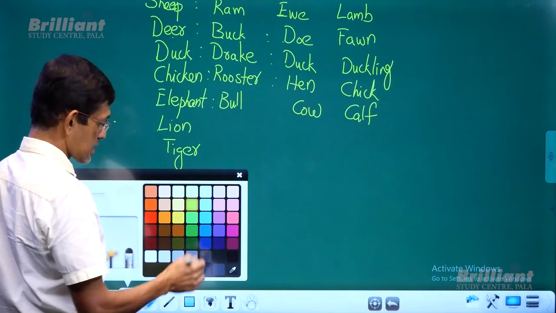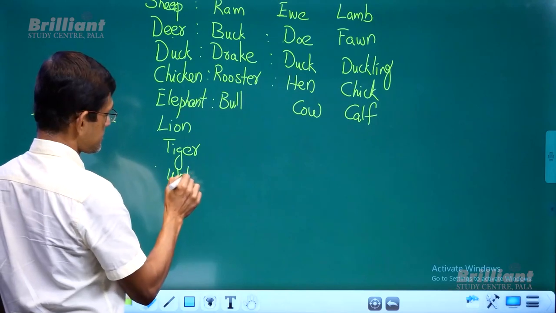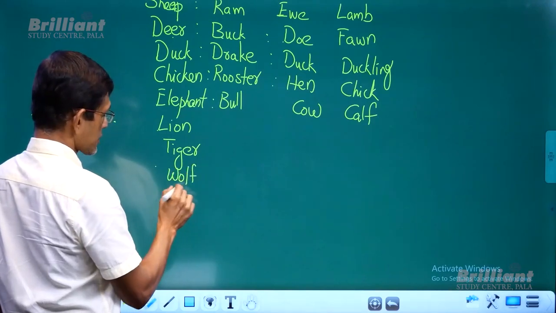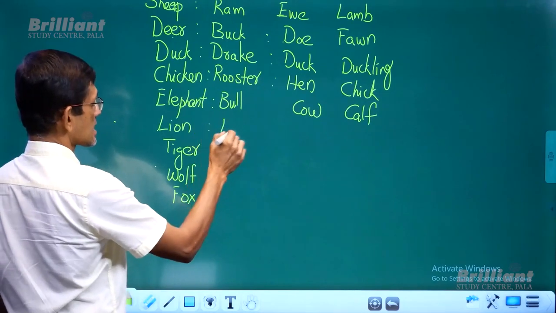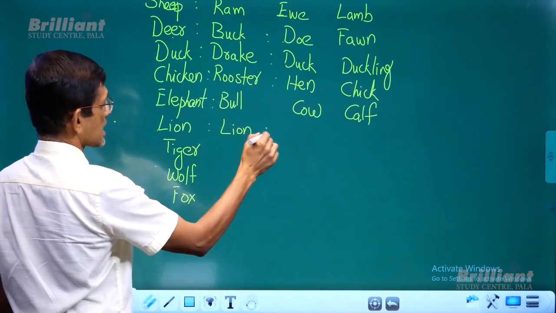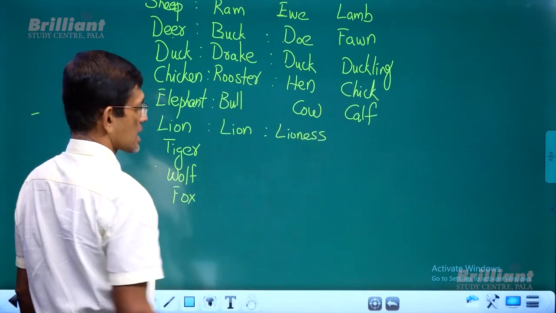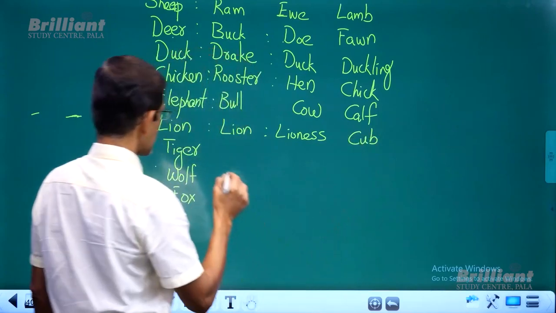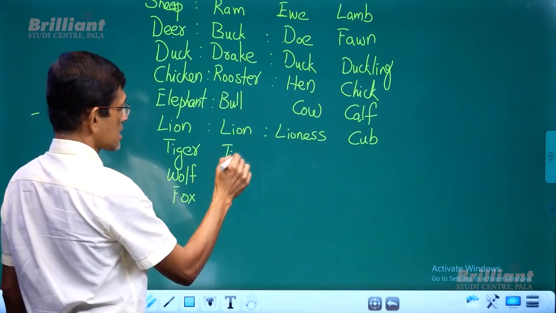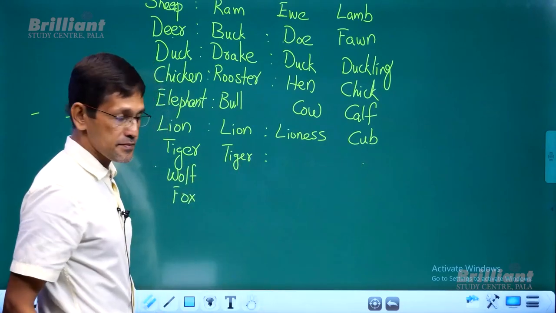Wolf, all those kind of animals. Fox. Okay, lion. Male lion is lion itself. Female lion is what? Lioness. And young one of the lion is what? Cub. Tiger again. Male tiger is tiger. Female tiger is tigress. And young one is cub.